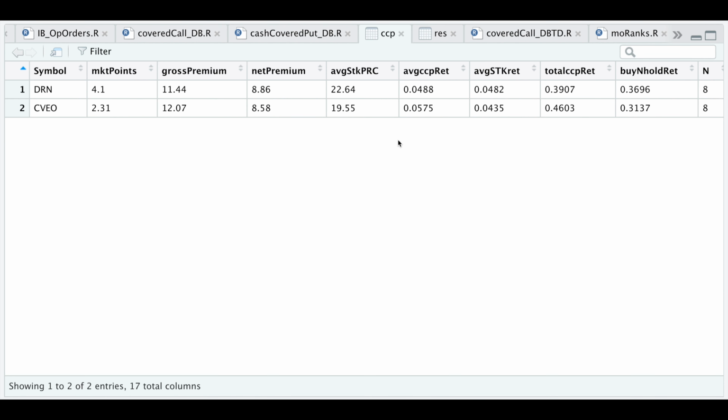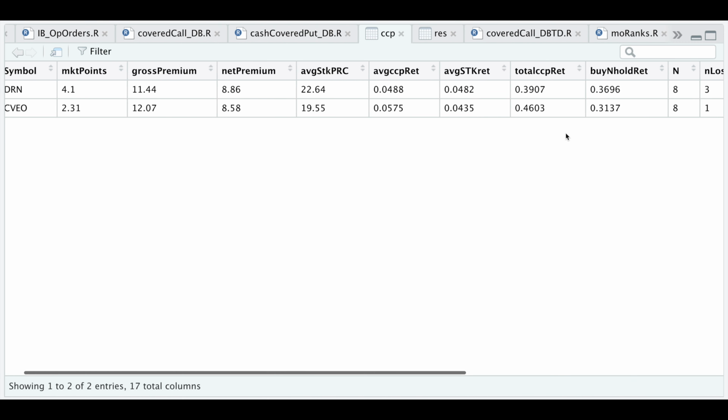The average stock price and the average return on this strategy versus the stock. So we see that on average it's about the same for this first ticker, and it's a little bit higher for the second one. The total return for this strategy versus the buy and hold return. So both are a little bit higher than the buy and hold return, which is what we want to see.